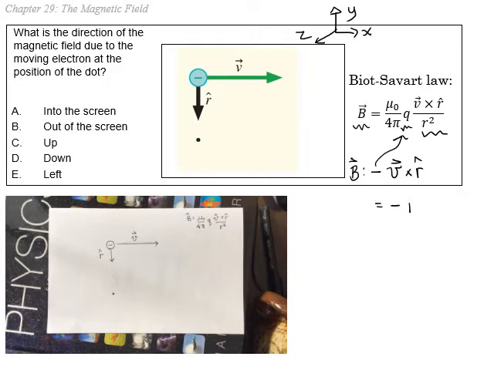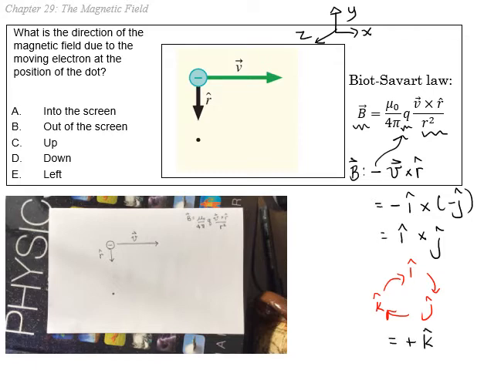So V is in the X direction, that's I hat. That's going to be crossed with R hat. R hat points down, so that's negative J. Negative times a negative is a positive, I cross J. And you might know that off the top of your head, or you might do your triangle trick and see that I cross J is equal to plus K.